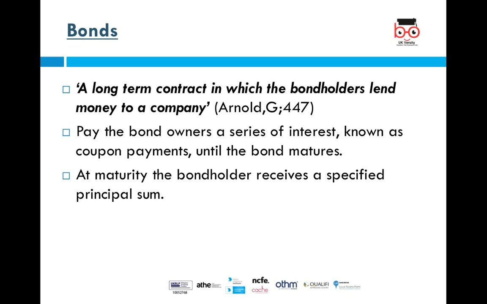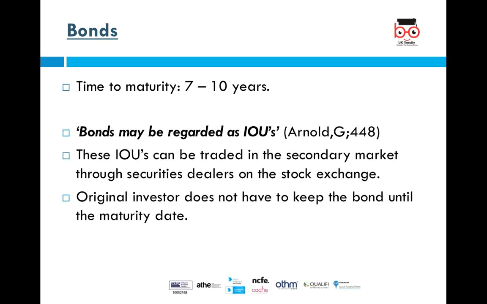It's not like unlisted stock exchange shares. It's a bond you can buy directly from the company, and they are going to pay a series of interest to the bondholders until the principal is repaid, until the bond matures. At maturity, the bondholder receives a specific principal sum. That's one way to raise finance for the company.